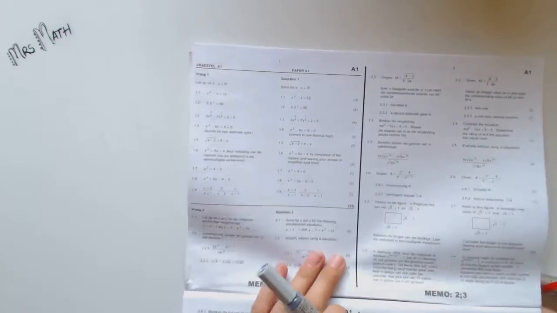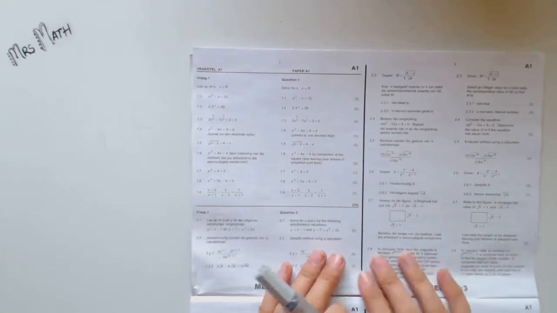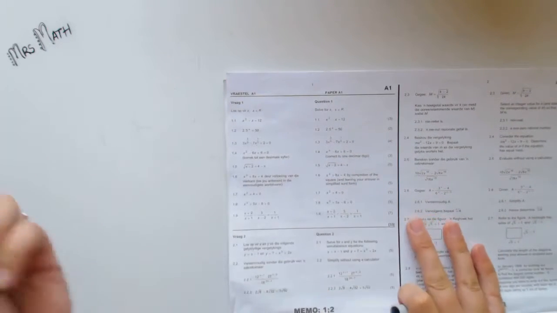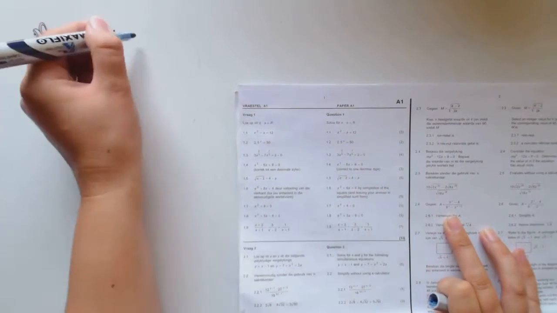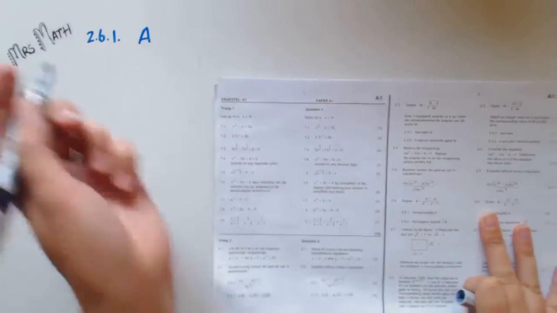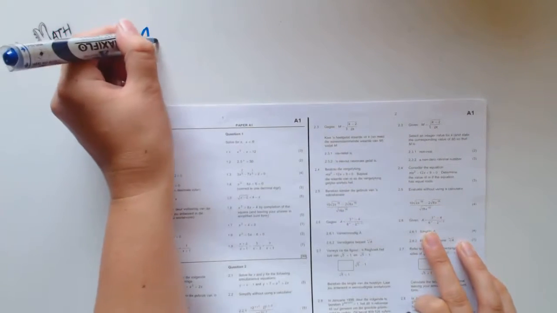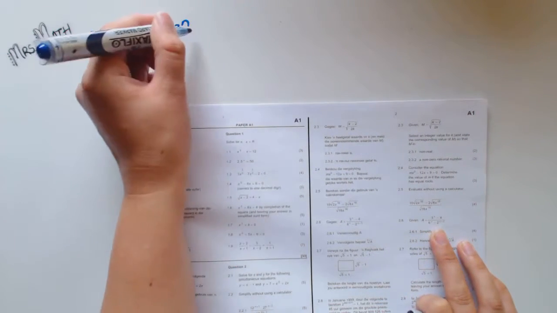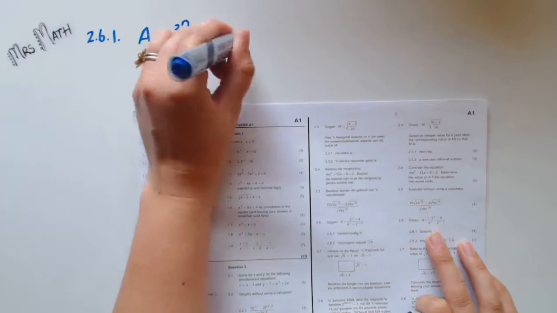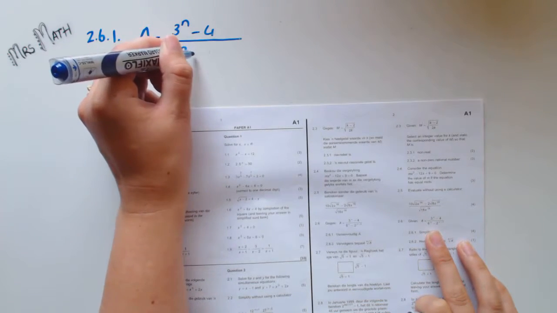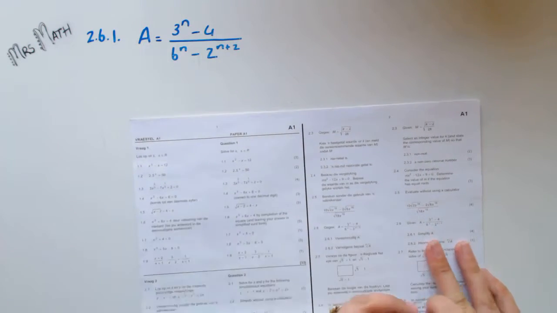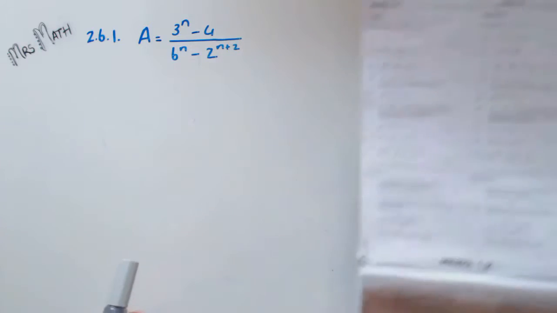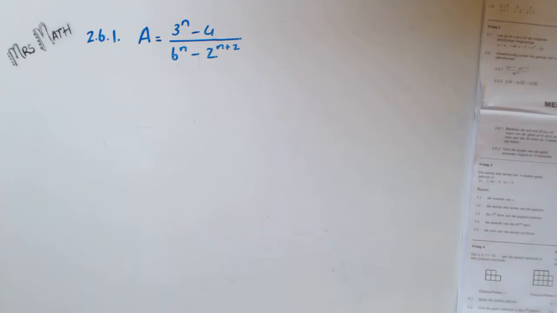Right, let's quickly look at number 2.6. There's a 2.6.1 and 2.6.2, but 2.6.2 is very fast and short. They give me this expression: given a equals 3 to the power of n minus 4 over 6 to the power of n minus 2 to the power of n plus 2. They say simplify a. So I want to simplify a.